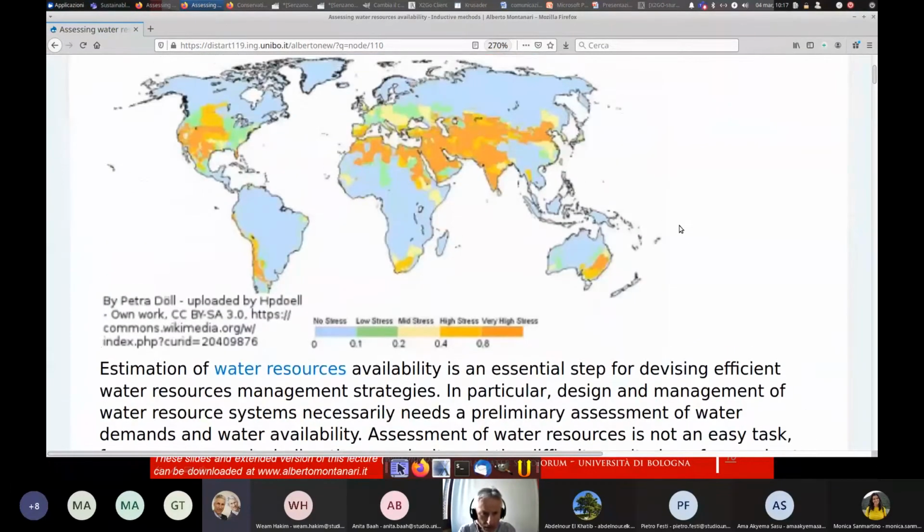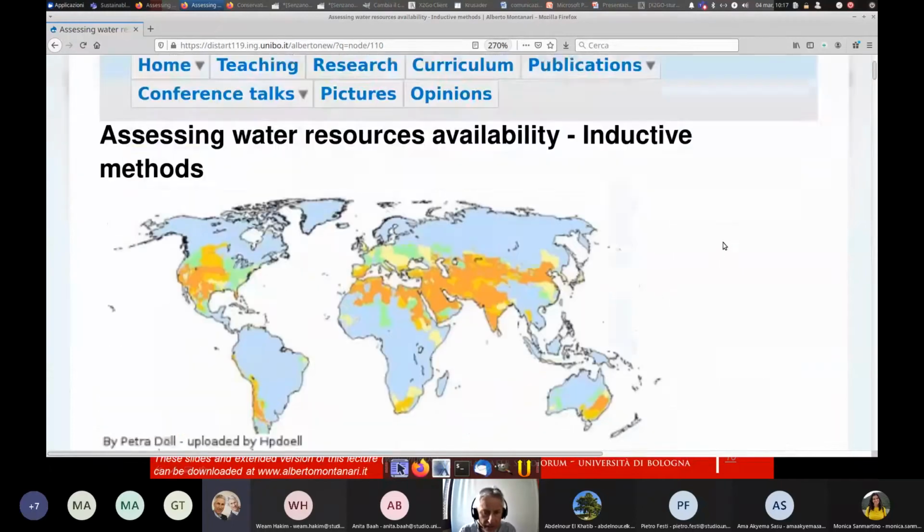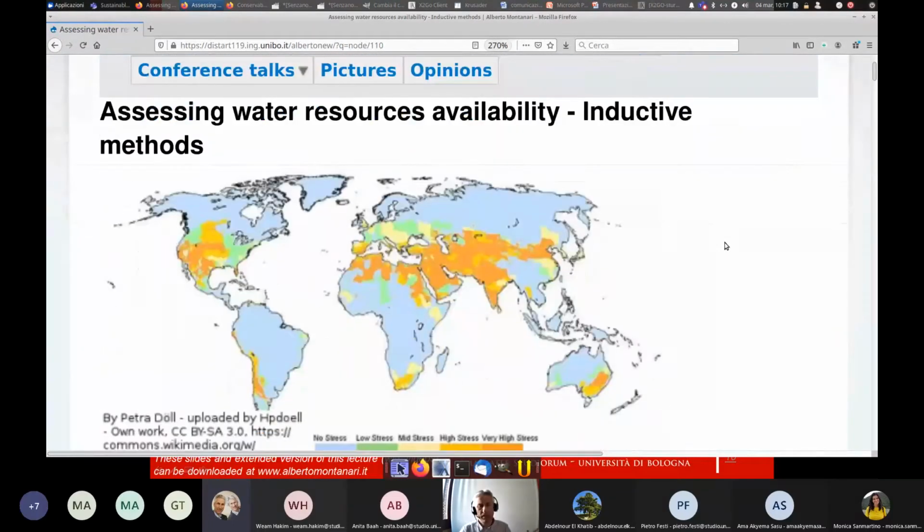Now, our question is the assessment of water resources availability, and it is a classical problem. It has been dealt with by humans since antiquity. Keep in mind, for instance, the nice example of the ancient Egyptians. As you know, they took their wealth, their support for water and fertilization for food production from the Nile River.